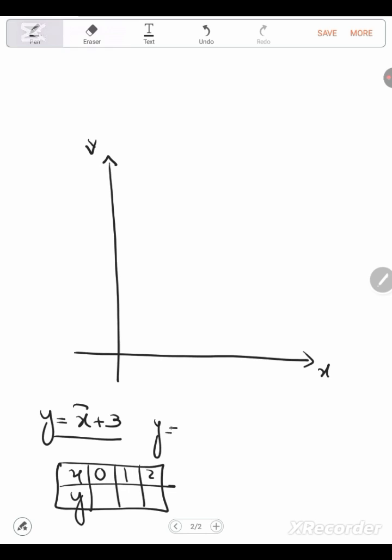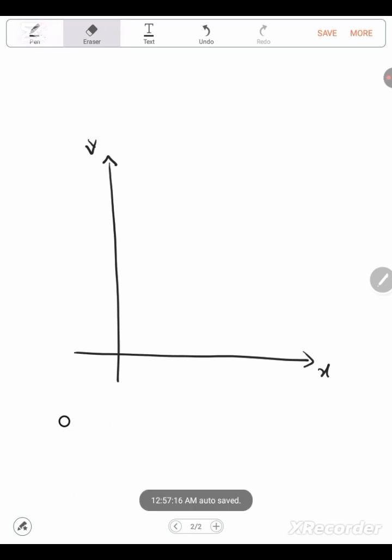Like just see, for instance, if you have x that is 0, so when your x is 0, your y is going to be 3. Okay, so like this, if your x is 1, then your y is going to be 4. If your x is 2, then your y is going to be 5. So now you are basically figuring out different points by putting them in the equation, and then you plot the graph.